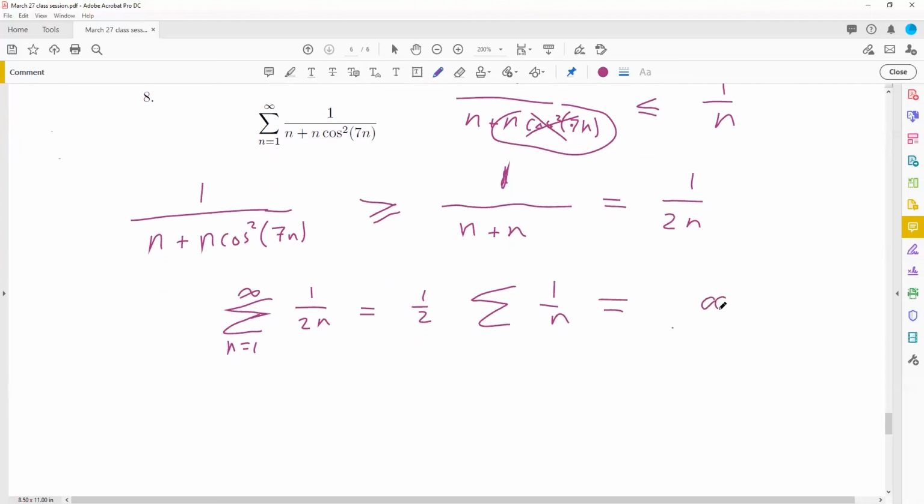Infinity. Okay, so diverges. So here you have the term is bigger than the terms of a divergent series, so diverges by comparison test. Okay, diverges by comparison test. So the last one is divergent. And what's the final score? 5-4.